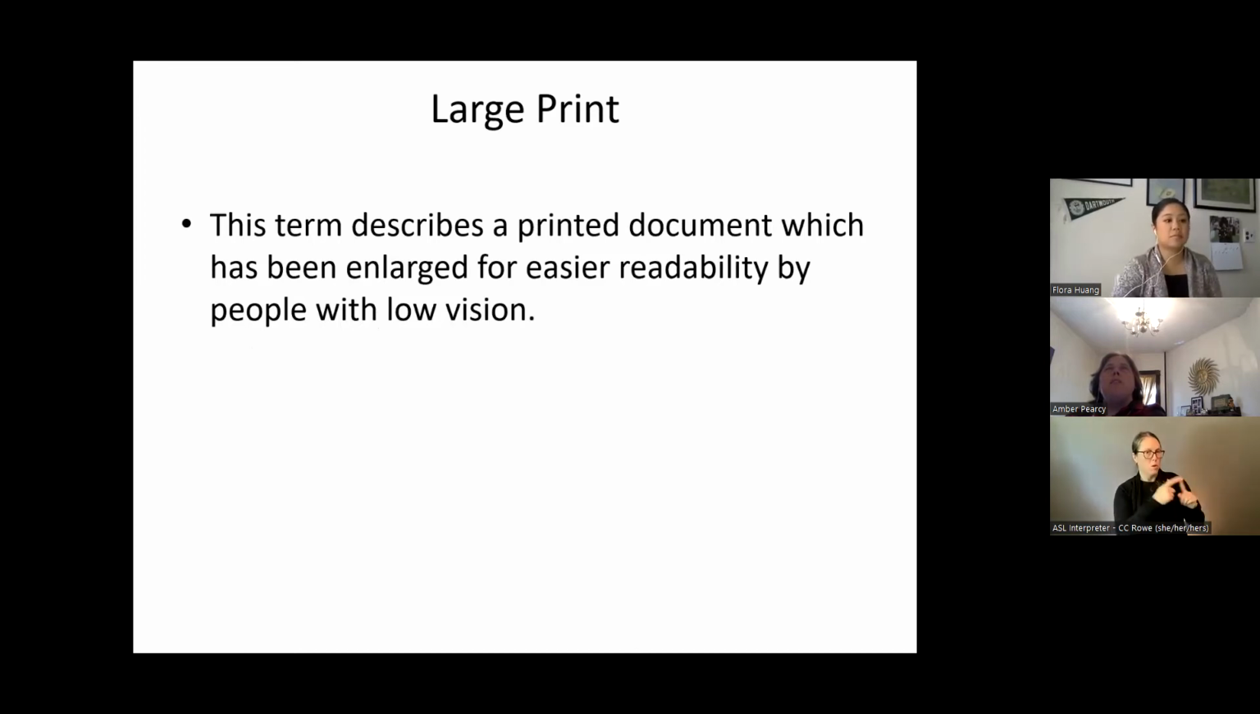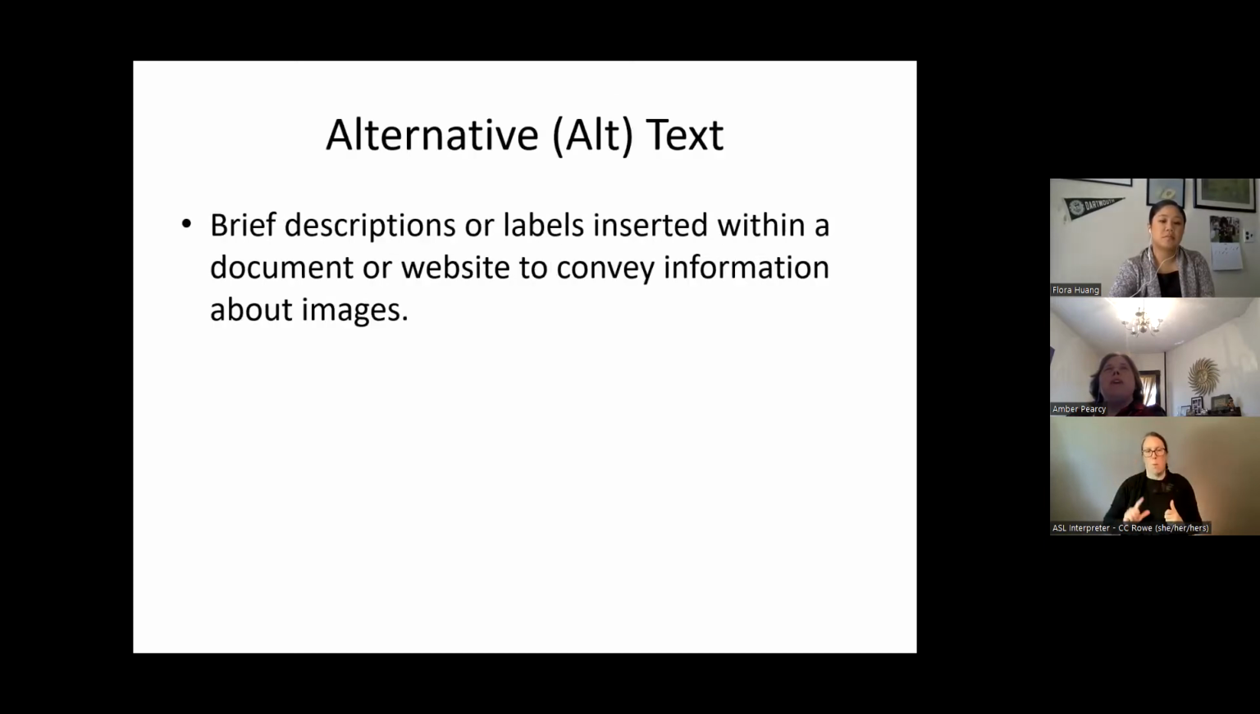This is a term which describes a printed document that has been enlarged for easier readability by people with low vision. Moving on to alt text, or alternative text description. This is brief descriptions or labels inserted within a document or website to convey information about images.